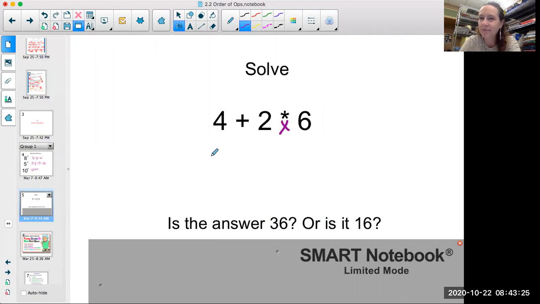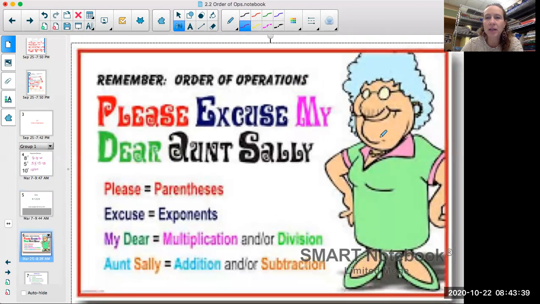Is it tricky or is it easy? What do you think? Well, let me show you this, and this might give you a clue. When we're solving problems, we're going to use this crazy Aunt Sally, this lady right here, to remember what order we do our operations in. And it says, please excuse my dear Aunt Sally.